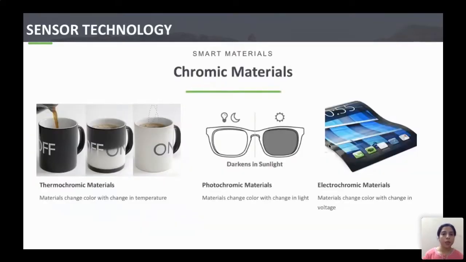The next type is the chromic materials. First are the thermochromic materials. When these materials are exposed to temperature, they change their color. The photochromic materials change their color when they are exposed to light. And the electrochromic materials change their color when they are exposed to different voltages.